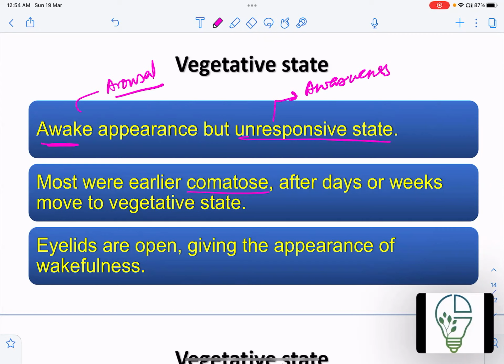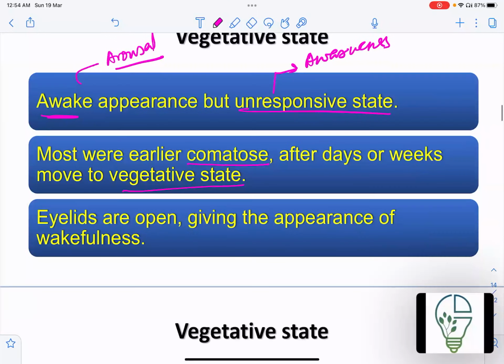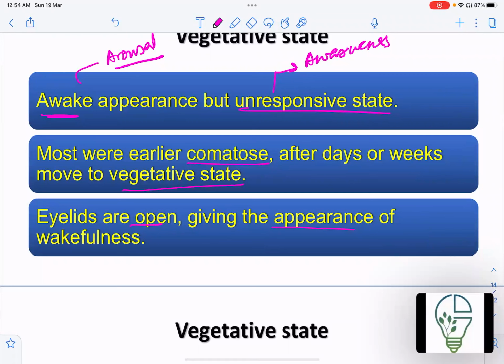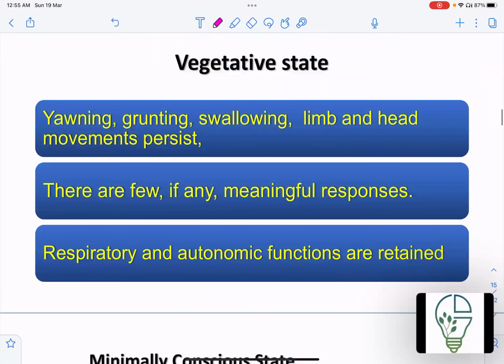Many of them were actually comatose, but eventually they move into the vegetative state because of some recovery. Eyelids are open, giving the appearance of wakefulness. A lot of the patients, we have to shut the eyelids so that they don't develop permanent dryness, which can cause corneal ulcers, etc. So in the vegetative state, because arousal is still there, they can yawn sometimes, grunt, swallow, and make some types of movement.